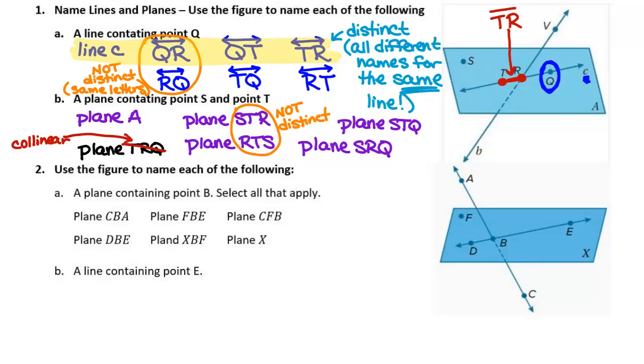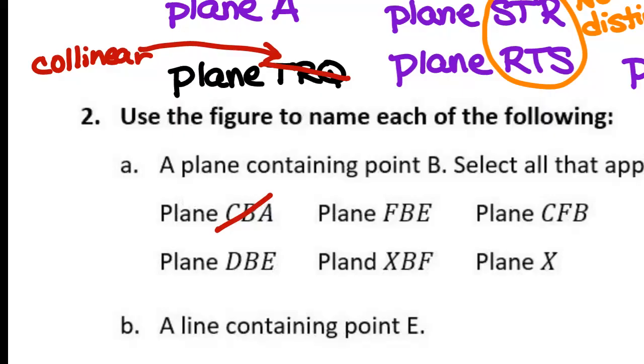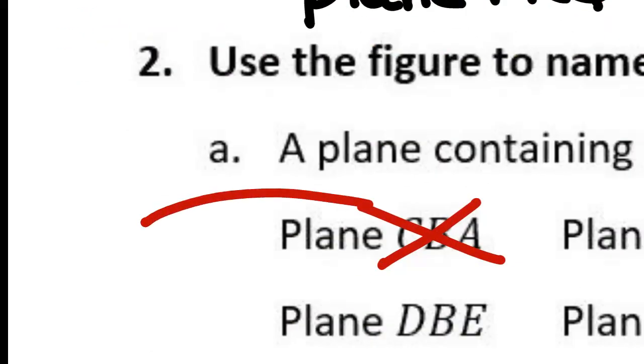CBA? No. What's wrong with that? Yeah, A and C are off the plane. There's another problem with it too. What do you notice about A, B, and C? They're all in the same line. I can't draw a triangle. So 2 of the points are not on my plane, and I can't draw a triangle with it. So it's got 2 things going against it. Nope. And we're going to say collinear.